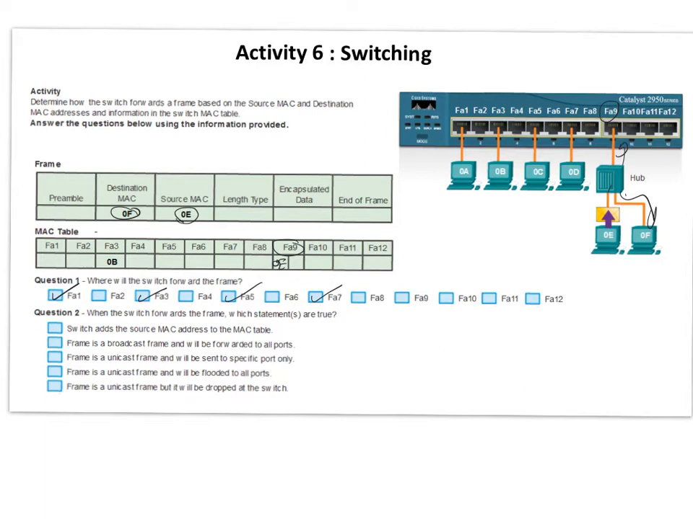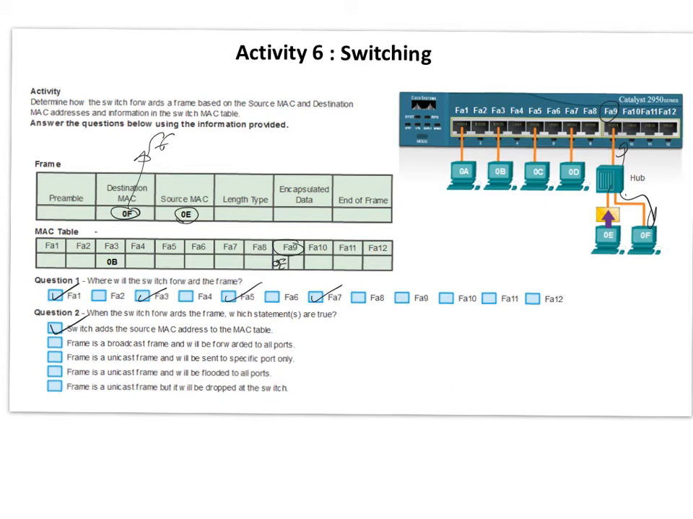So which of these apply? Switch adds the source MAC address to the MAC table. That's what we had just done. And yes, the frame is a broadcast frame. Pay attention to that. When is the frame a broadcast frame? When the destination is all F's.